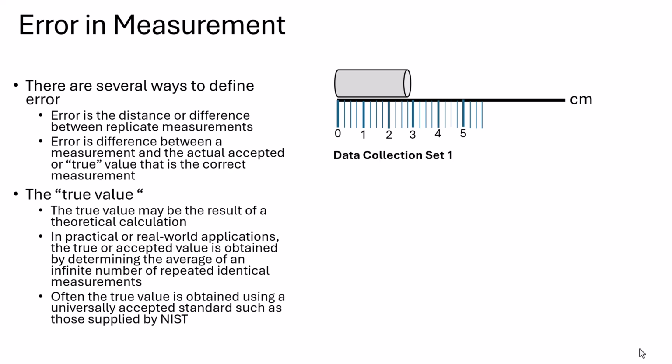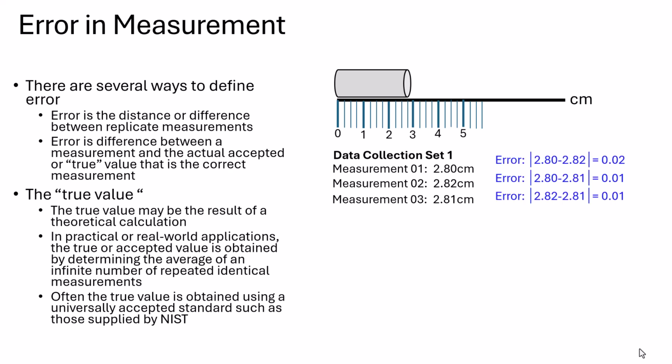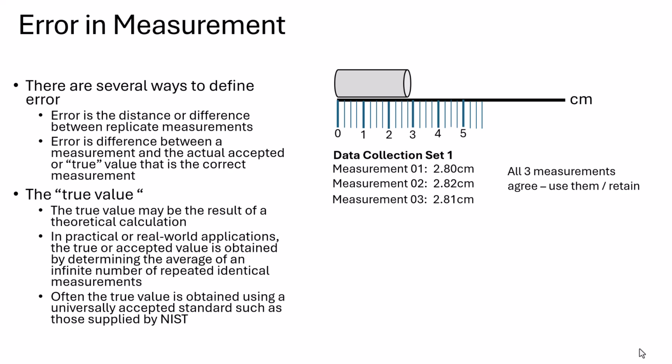In data collection set 1, maybe made by observer 1, we made 3 measurements. We got 2.80, 2.82, and 2.81 centimeters, because remember, it has to be a number and a unit to be a measurement. If we compare the error, the difference between the replicate measurements, the error is pretty low. It's 0.02 and 0.01, 0.01. These numbers are in pretty good agreement, so we would retain all of them. That's data collection set 1.